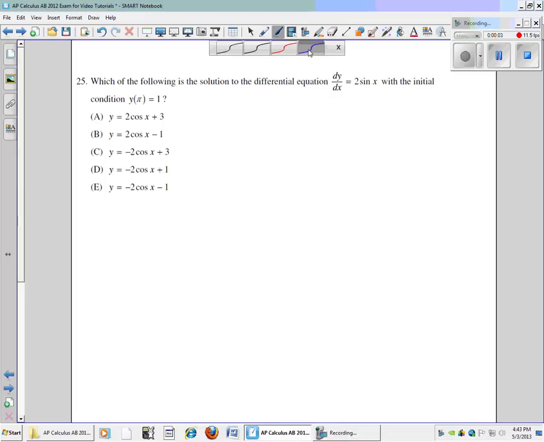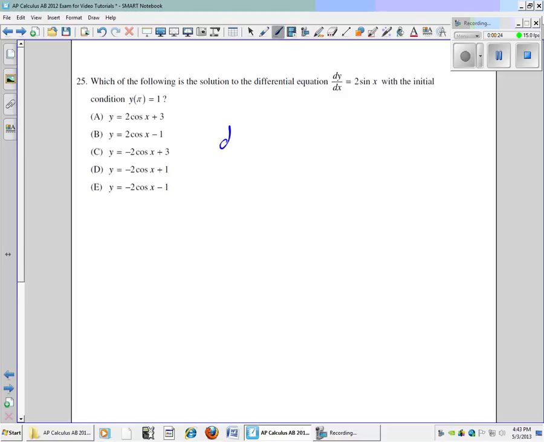This is problem number 25 of the 2012 AP Calculus exam. Which of the following is the solution to the differential equation, the derivative of y with respect to x is equal to 2 times the sine of x, with the initial condition y of pi is equal to 1? Let's go ahead and begin.